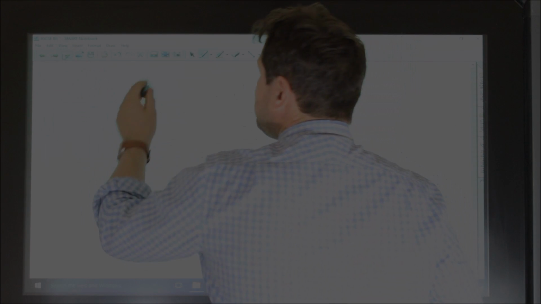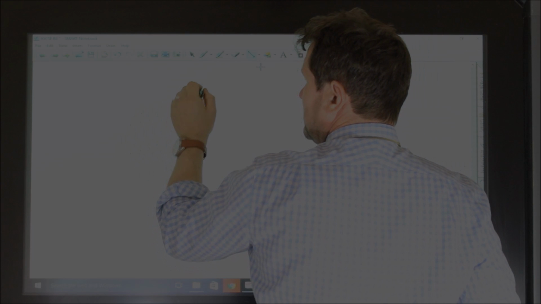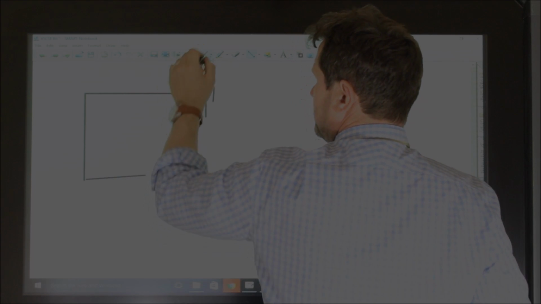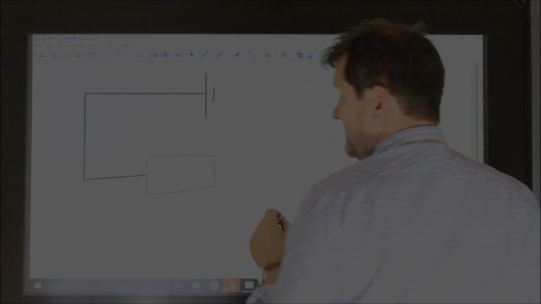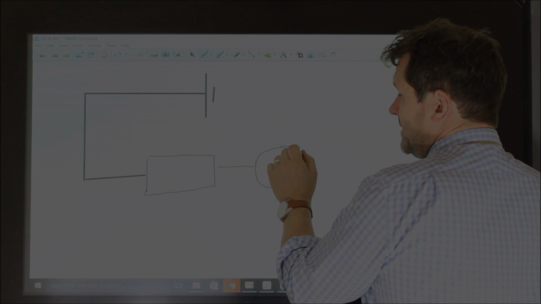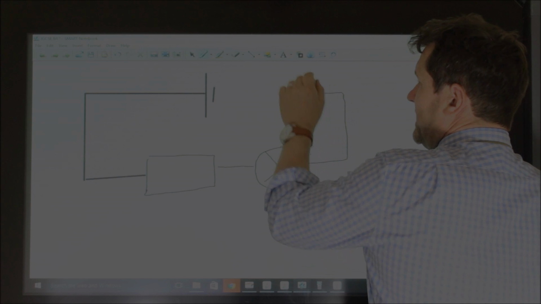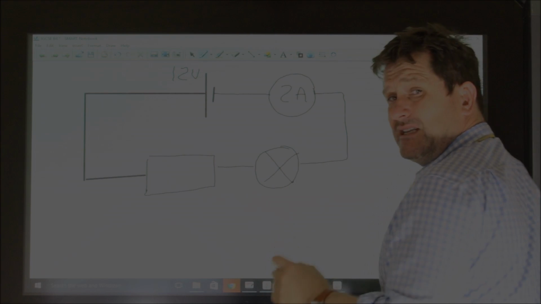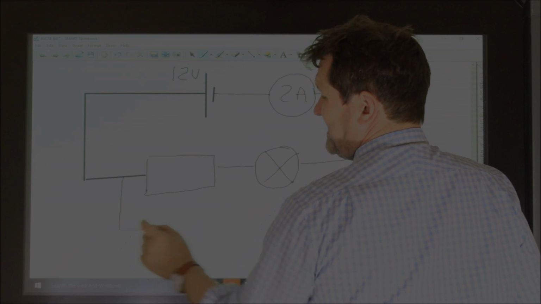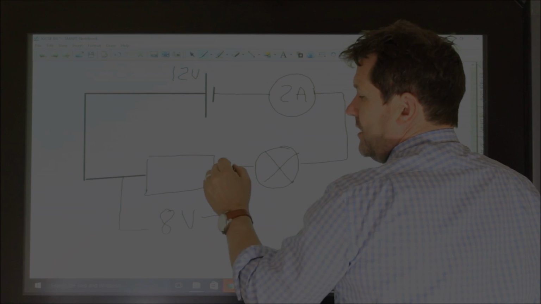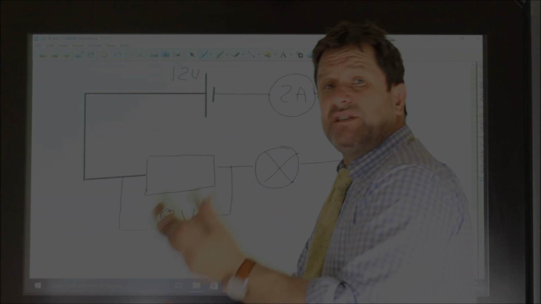So a very quick example, if you had a simple circuit, and so you've got a cell, and we had, say, a resistor, and we could have a bulb and an ammeter, and if we had a voltmeter here, and our voltmeter here said of the 12 volts, we could say maybe 8 of those volts are lost across the resistor. What is the resistance of the resistor?